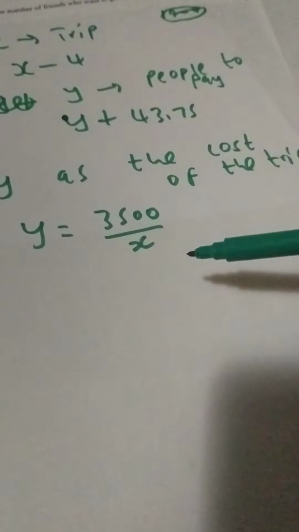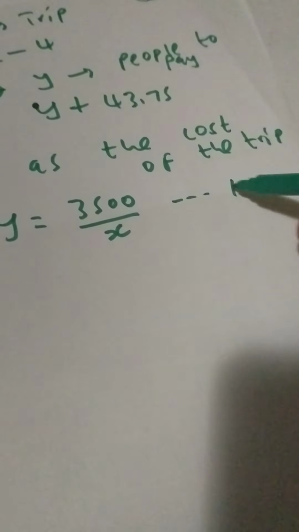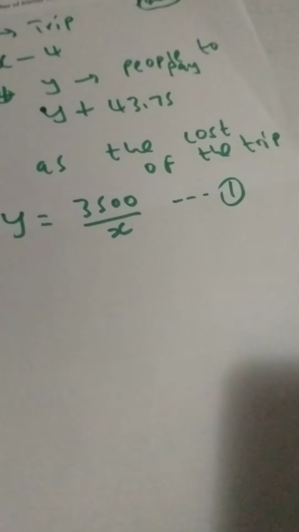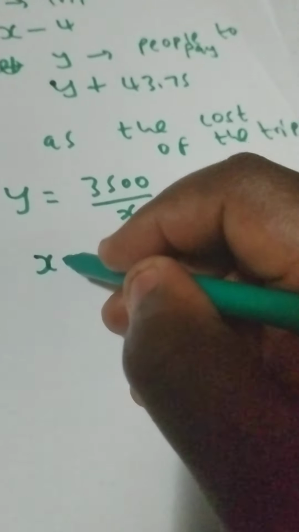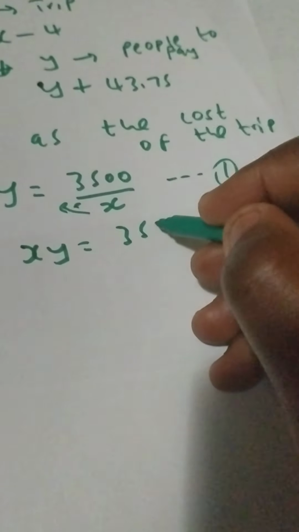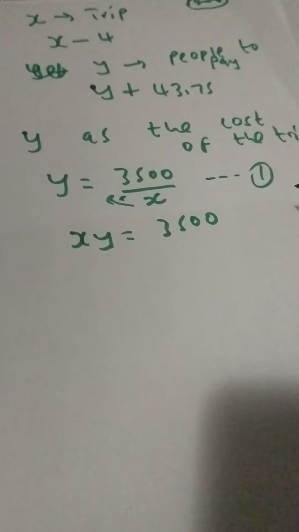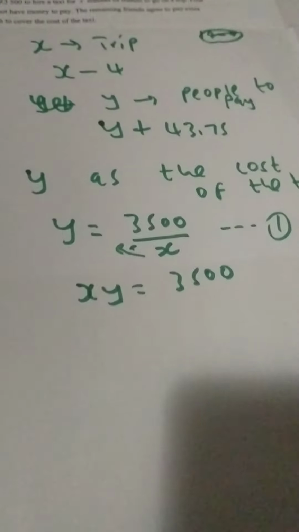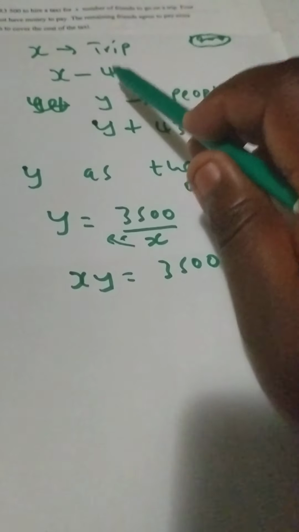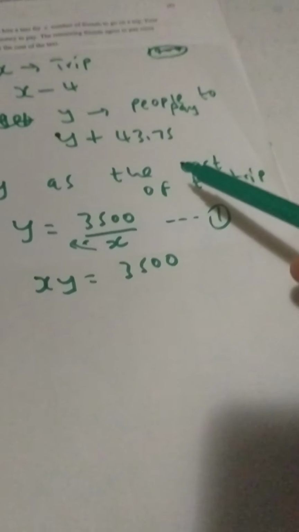But they want us to calculate X. If I want to find X, what can I do? Just leave this as my equation number 1. But wait, I can simplify this. Let's do cross multiplication. X will multiply Y, so XY will be equal to 3,500. I'll leave it like that in case I have to use X and Y again. But remember, we know that with X, it's X minus 4. With Y, we know it's Y plus 43.75.